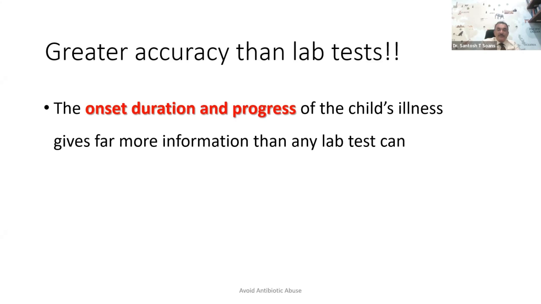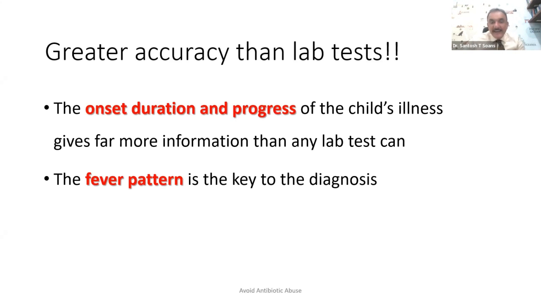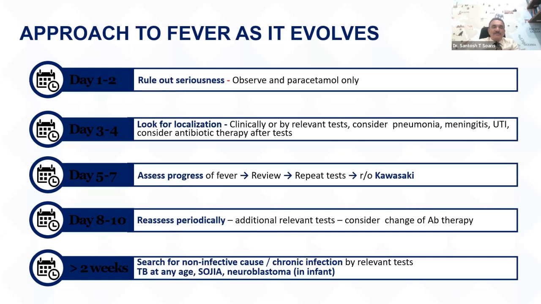Onset and the duration of progress of a child's illness gives far more information than any lab test. Fever pattern is the key to the diagnosis. Approach: it's very important to rule out the seriousness, look for the localization, assess the progress of the fever, reassess periodically, and search for the non-infective. These are the 5 things we need to always look for.